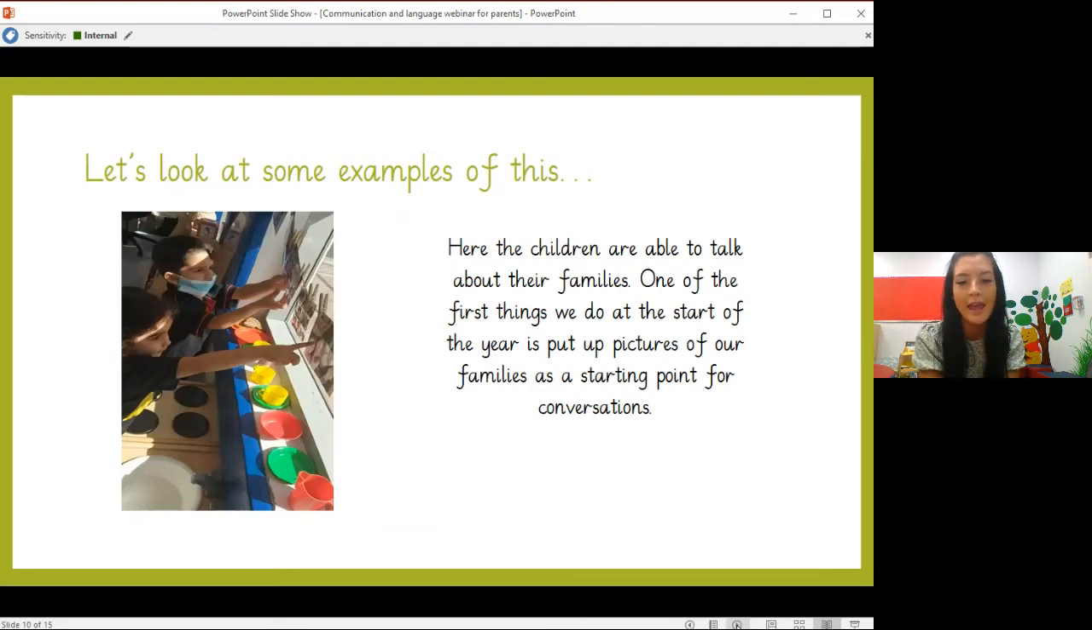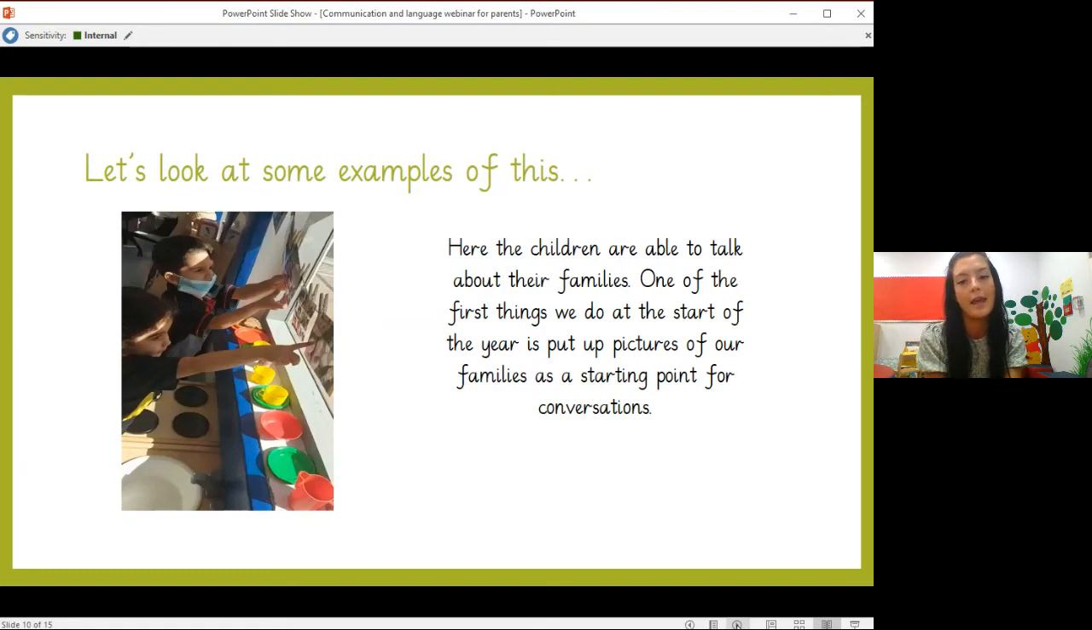So here I've put pictures of all of my children's families in the role play area. And as you can see from this picture, 2 children are already, this was in the first week of school, they're already pointing to their pictures and they're already talking to each other about who's in their family. And this type of conversation probably wouldn't have happened so easily and so fluently if those pictures were not up in the role play area.